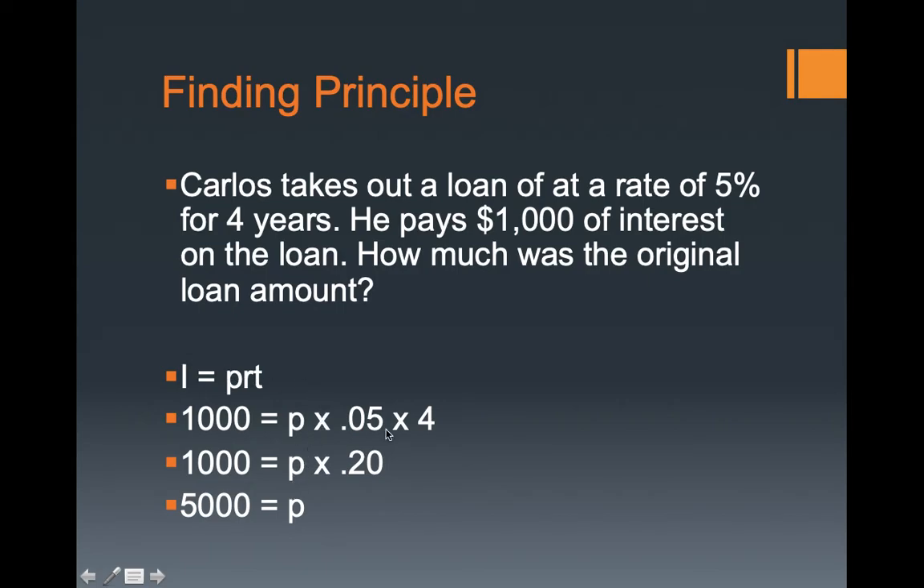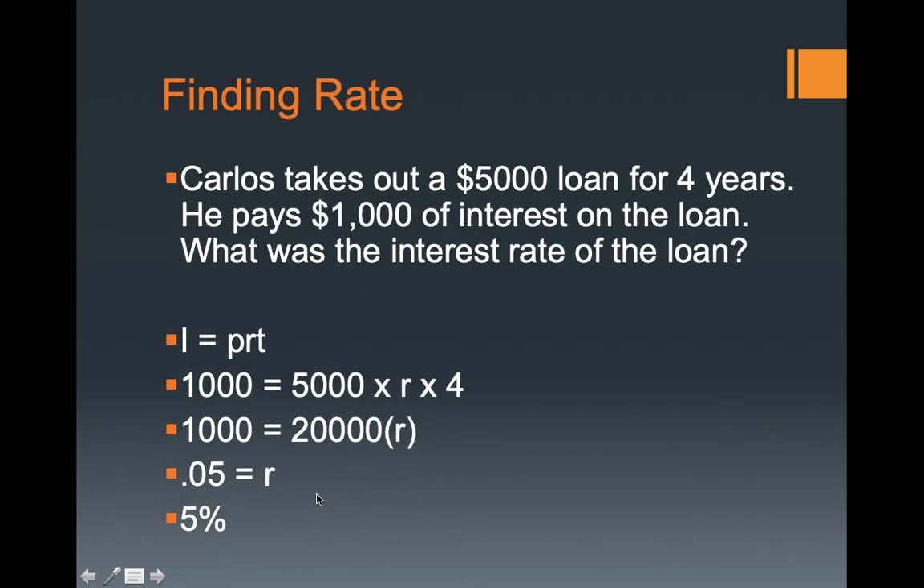So you plug in everything else, you solve out what you can, and then here you'll divide both sides by 0.20 and you'll get 5,000. That's your principal. Carlos takes out a $5,000 loan for 4 years. He pays $1,000 of interest on the loan. What is the rate?